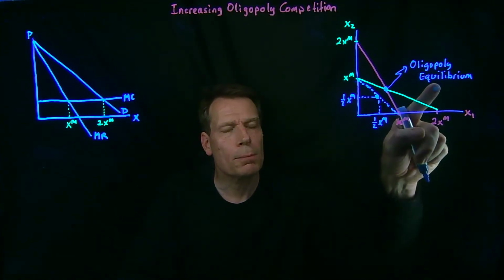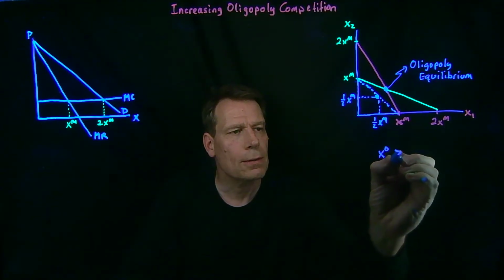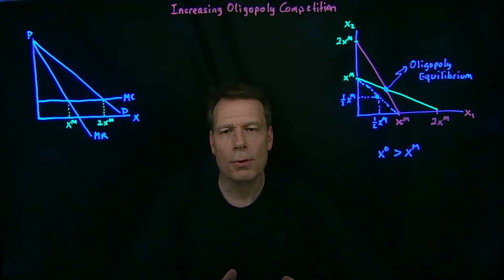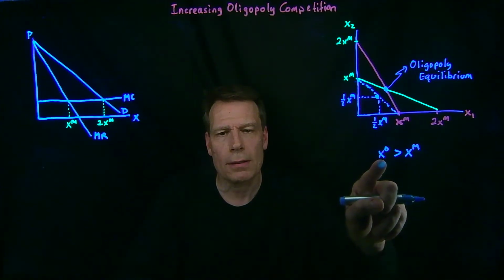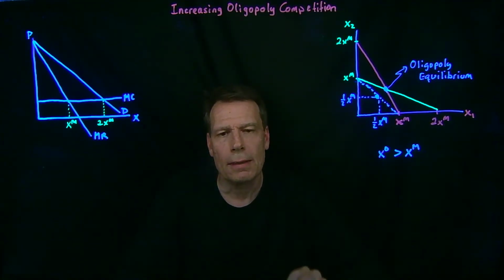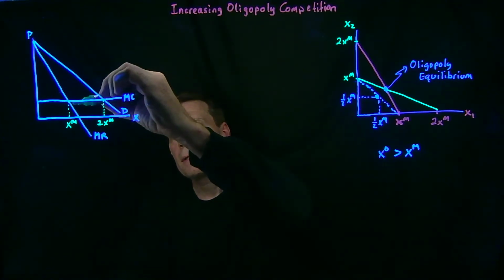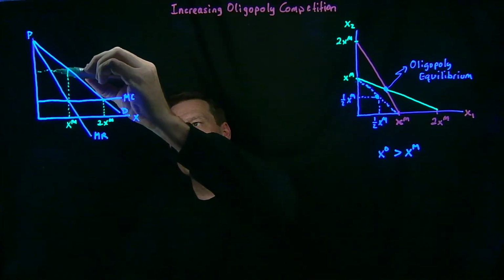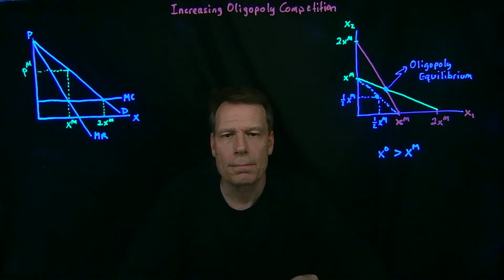The overall quantity produced in the oligopoly equilibrium is therefore greater than the monopoly quantity that would be produced if there was a single pure monopoly. And if the overall quantity is bigger under the oligopoly than under the monopoly, it must mean that the price is lower. We know what the price under the monopoly would be. In the monopoly, we would read off the price from the demand curve at the monopoly quantity. So this would be the monopoly price.